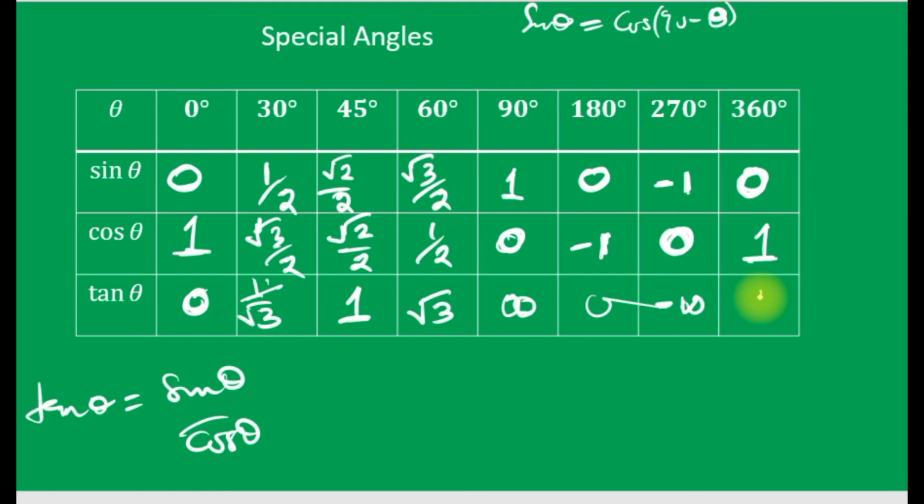So 0 over 1 is 0. So we can solve any problem. Once you know this, once you remember sine from 0 to 90, you can still fill in the others.